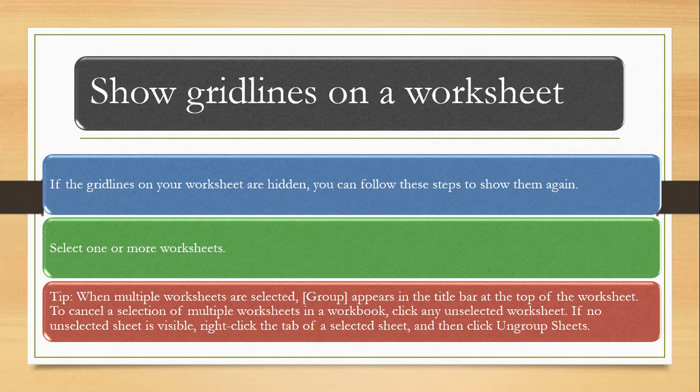Show grid lines on the worksheet. If the grid lines on your worksheet are hidden, you can follow these steps to show them again. Select one or more worksheets. Tip: when multiple worksheets are selected, Group appears in the title bar at the top of the worksheet. To cancel a selection of multiple worksheets in a workbook, click any unselected worksheet. If no unselected sheet is visible, right-click the tab of the selected sheet and then click Ungroup Sheets.